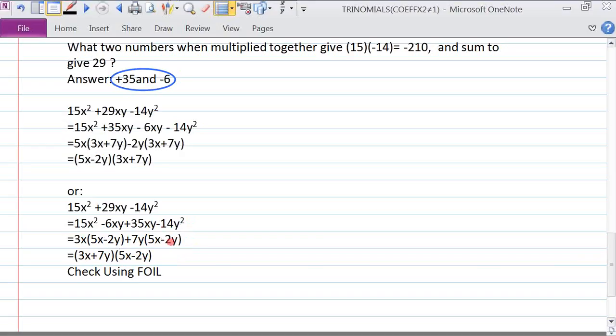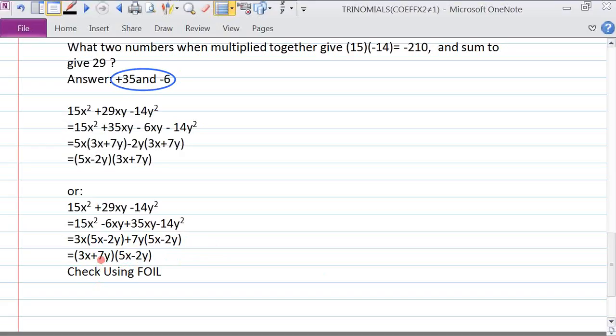Common factor from these two terms is 5x minus 2y, which is right here. And then I'm left with 3x plus 7y. So I mean, in this particular case, I could have put the 5x minus 2y first and then got 3x plus 7y, but I get exactly the same answer.